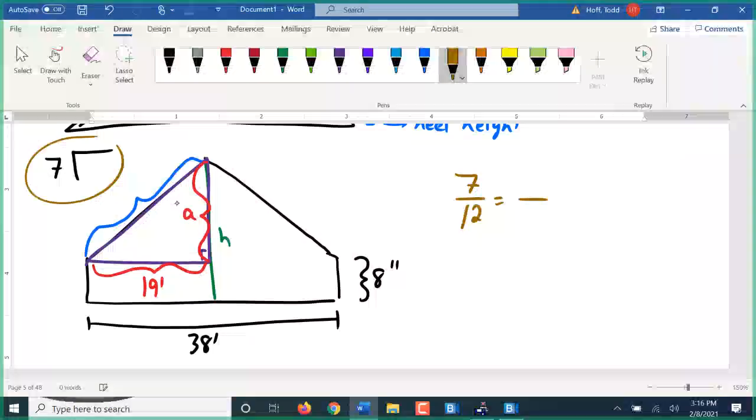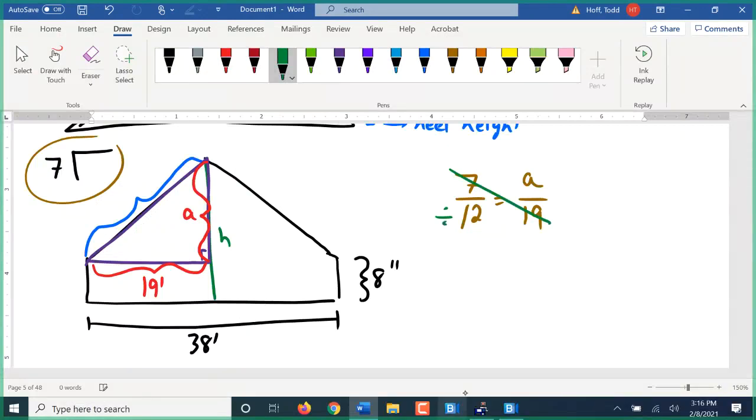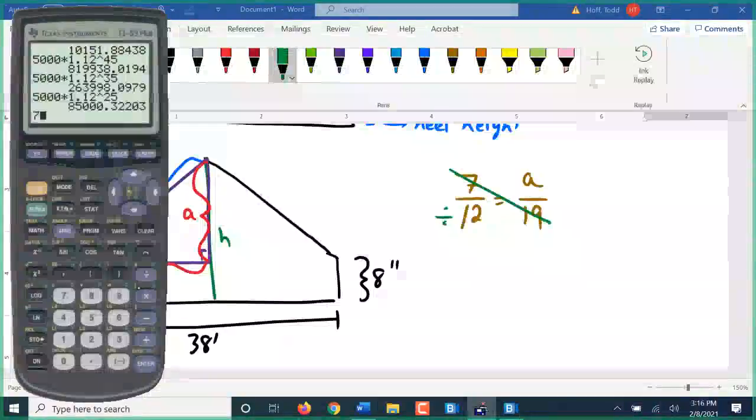Is A the rise or the run? Rise. So does it go on top or bottom? Top. It's rise over run, right? What goes below it? 19. So 7/12 is equivalent to A over 19. So we're going to cross multiply and divide. 7 times 19 divided by 12 gives us 11.083.